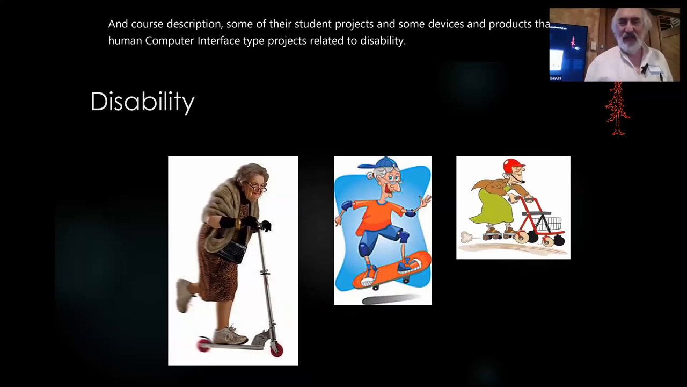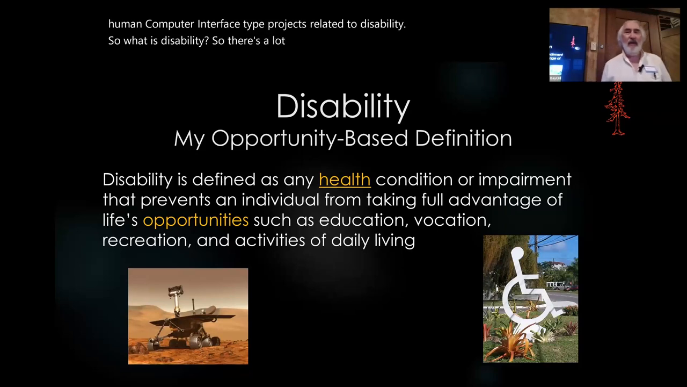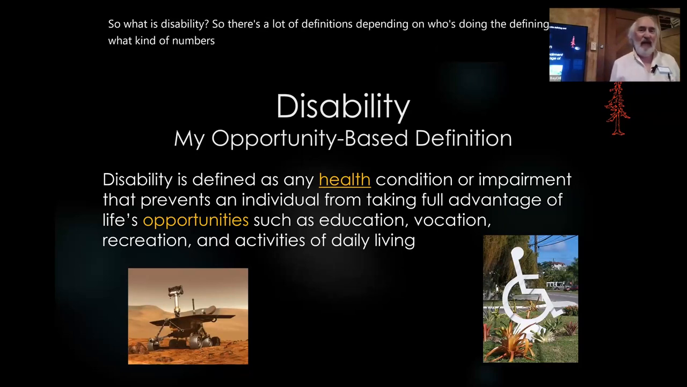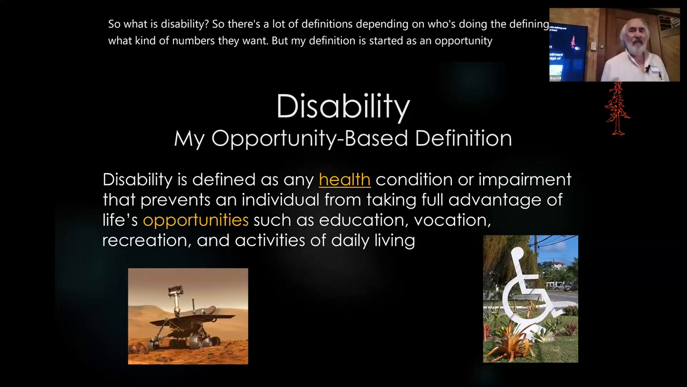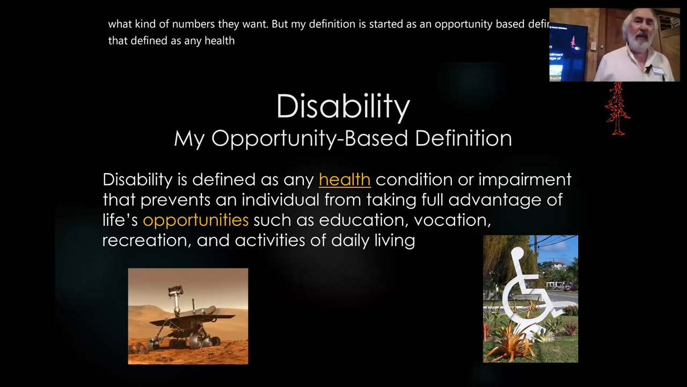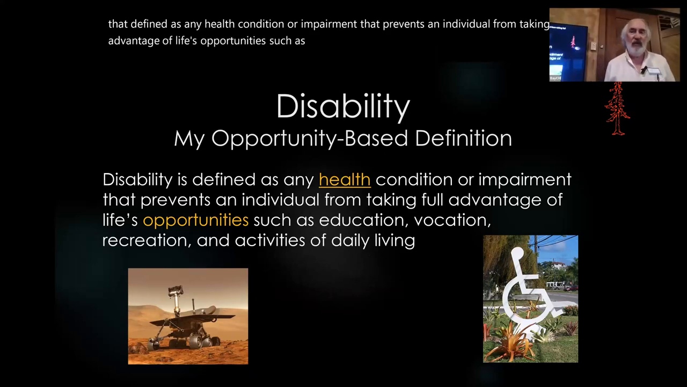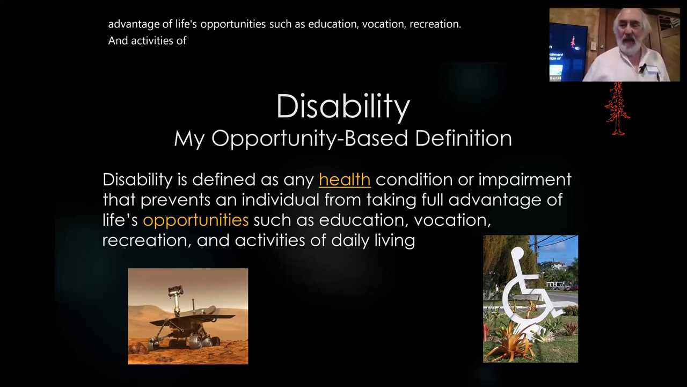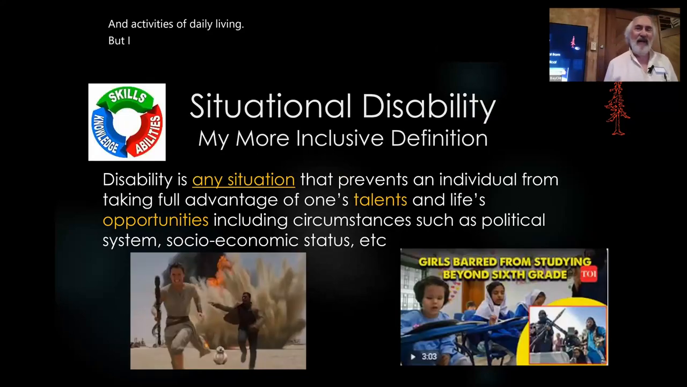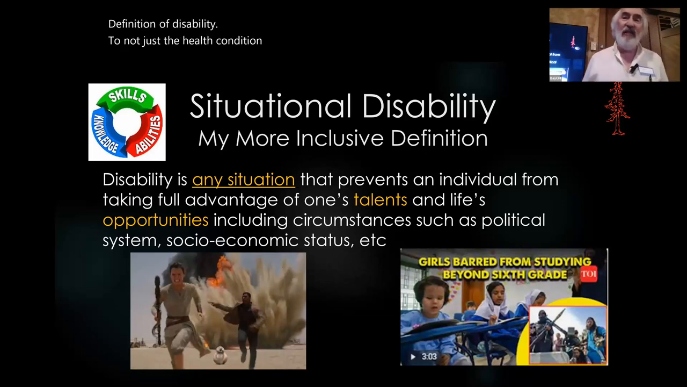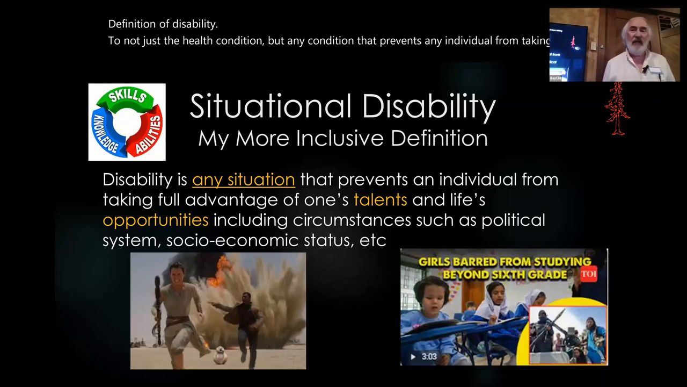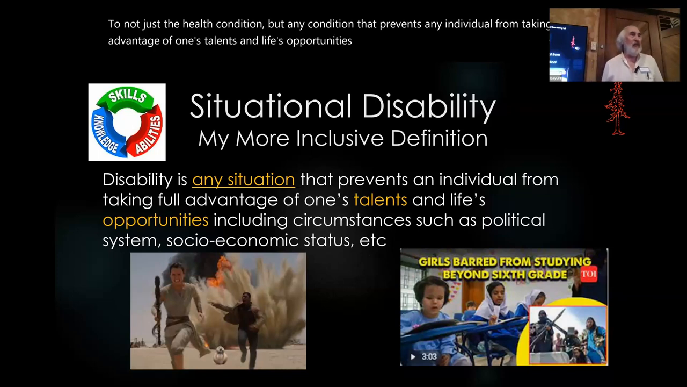So what is disability? There's a lot of definitions depending on who's doing the defining and what kind of numbers they want. But my definition started as an opportunity-based definition, defined as any health condition or impairment that prevents an individual from taking full advantage of life's opportunities, such as education, vocation, recreation, and activities of daily living. I updated my definition of disability to not just a health condition, but any condition that prevents any individual from taking full advantage of one's talents and life's opportunities, including circumstances such as the political environment and socioeconomic status.